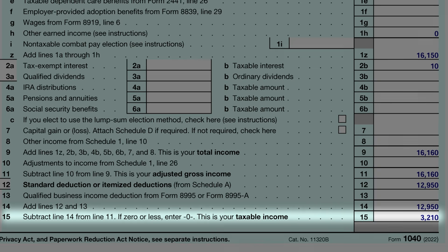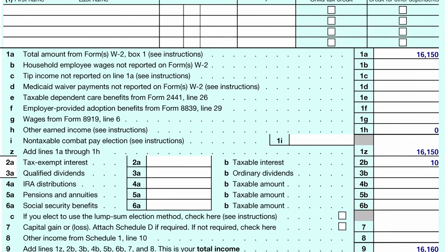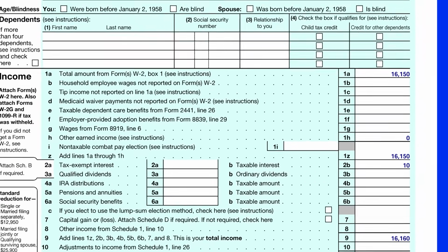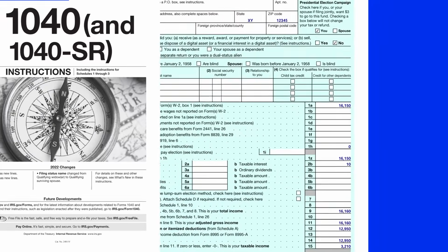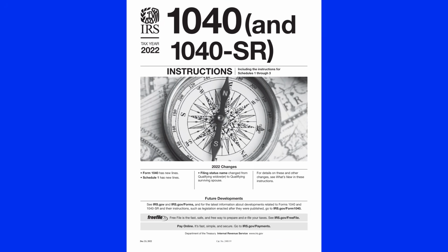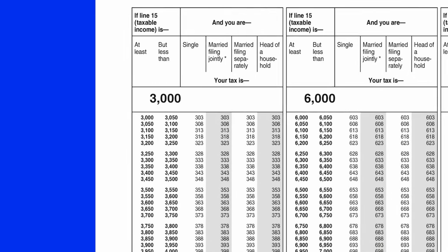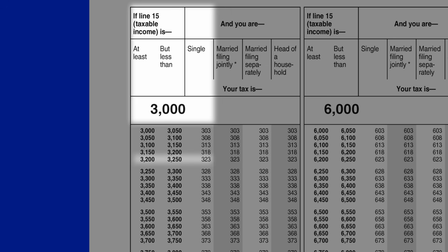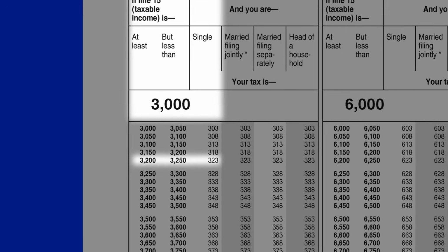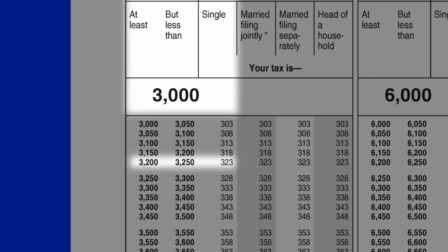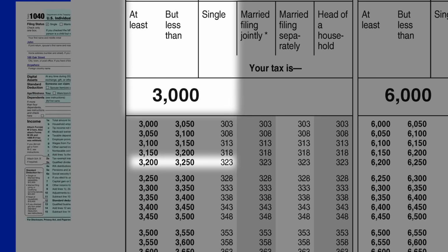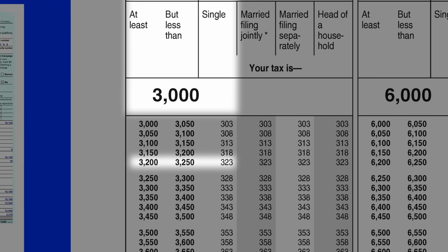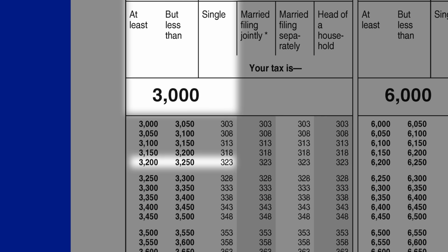He is then going to use taxable income to find his tax amount. Using his taxable income amount, he looked it up in the tax table, which can be found in the 1040 instructions. He made $3,210, which is at least $3,200, but less than $3,250. As a single filer, his tax amount according to the table is $323.